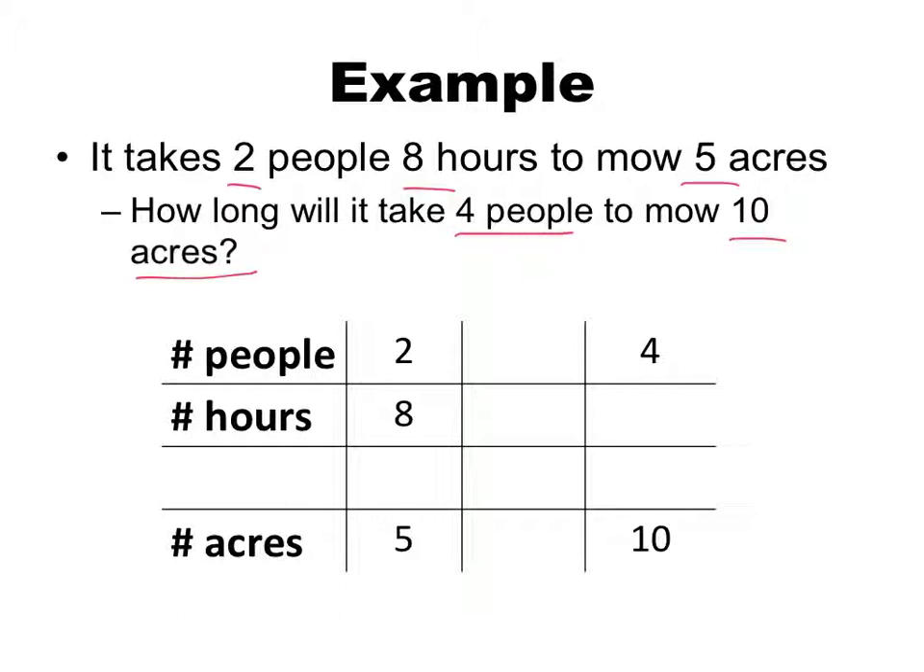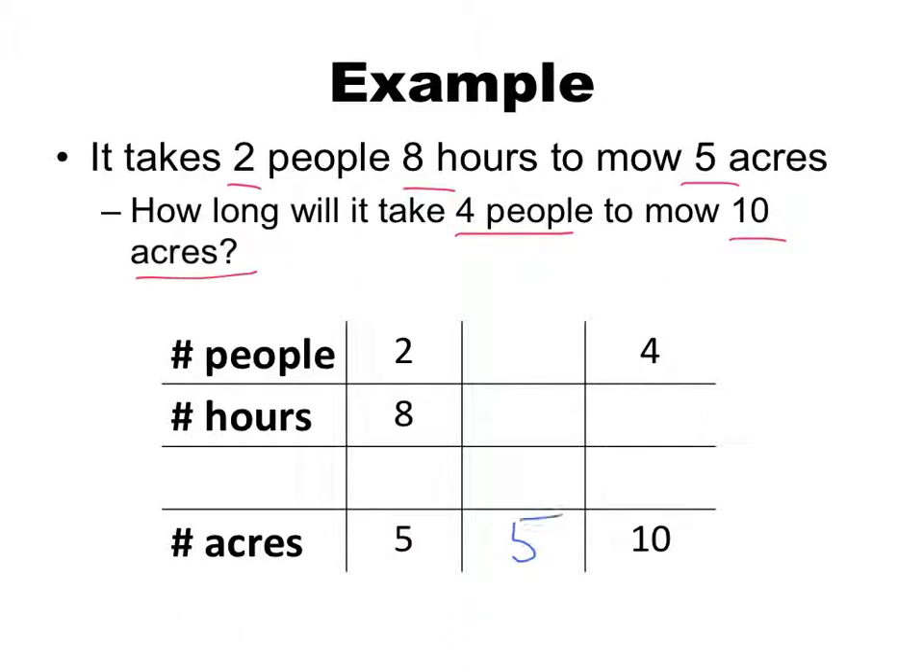Now in the end I want 4 people and 10 acres, and I want to know how many hours it's going to take. Okay? So I want to get my first row from a 2 to a 4 and my last row from a 5 to a 10. Now we're going to work on these rows one at a time. Let's start off by working with just the top row, and we're going to leave the bottom row the same.